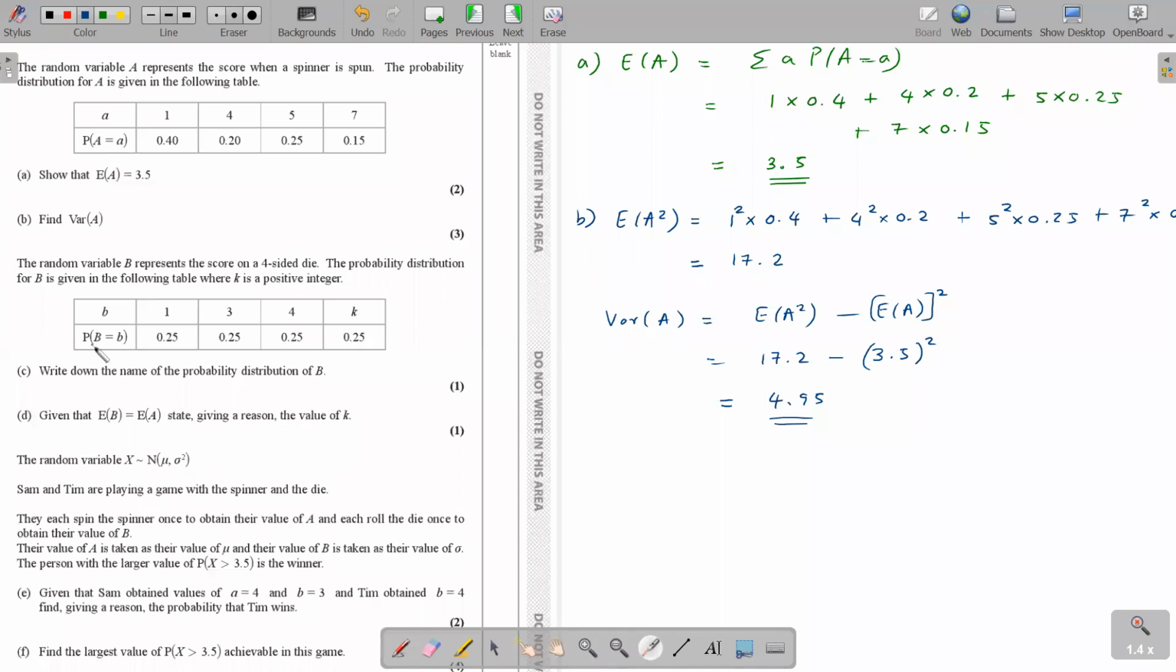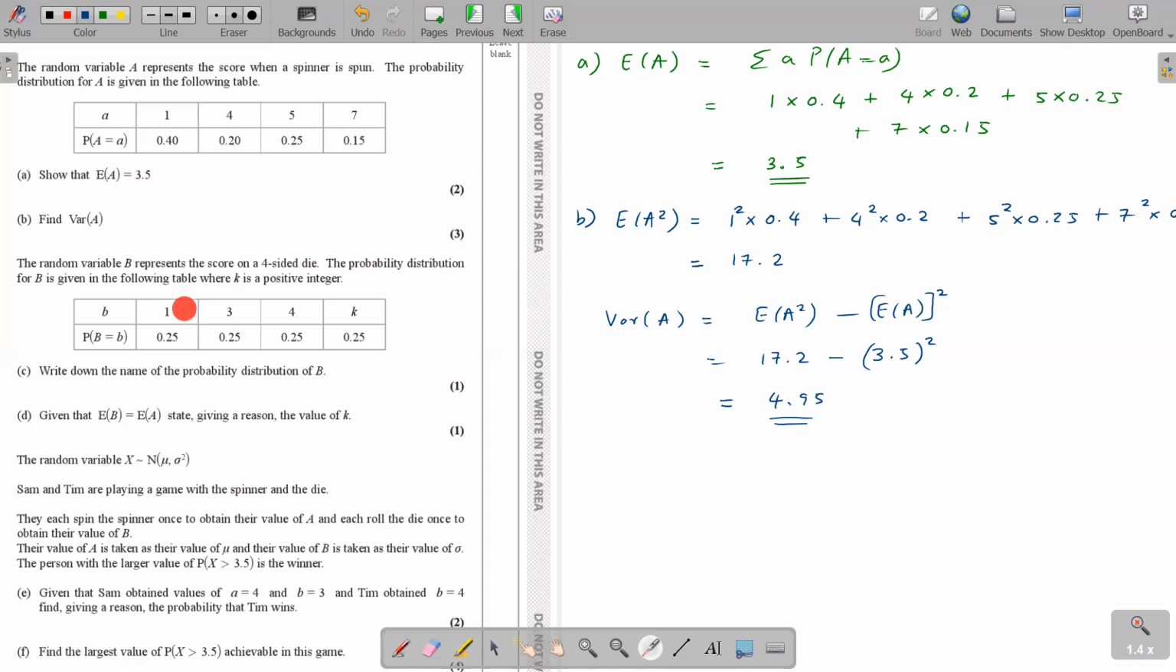Then moving on to part C, the random variable capital B represents the score on a four-sided die. The probability distribution for B is given in the following table, where K is a positive integer. Can you see? The integers on the four-sided die, the values are 1, 3, 4, K. And can you see the probability distribution here? As you can see, all the sides have equal probability. So when it's an equal probability, what do you call such distributions?